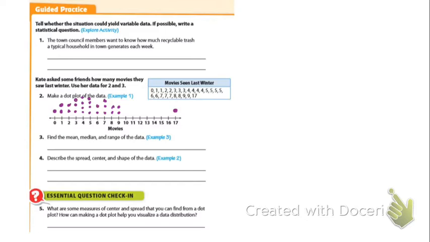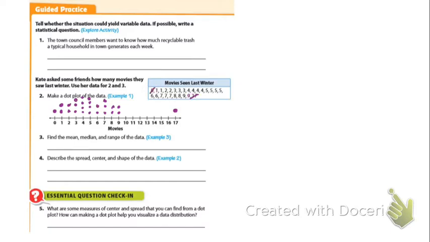Now, for number 3, they're asking y'all to find the mean, median, and range of the data. Ladies and gents, remember, the mean is the average. You have to add all of them up and then divide by the number of values that you added, okay? The median is the number that's in the middle. They're already in order from least to greatest, so just go like this.